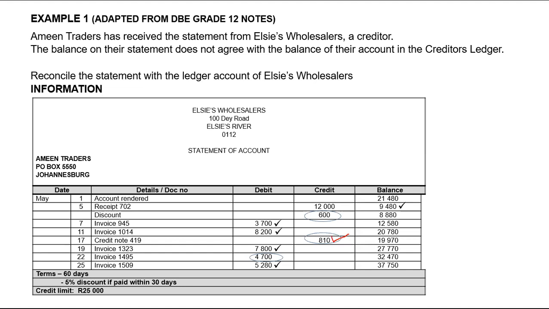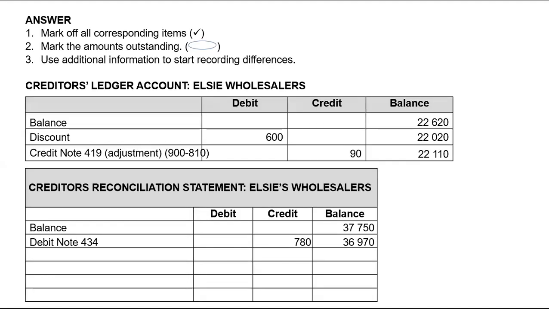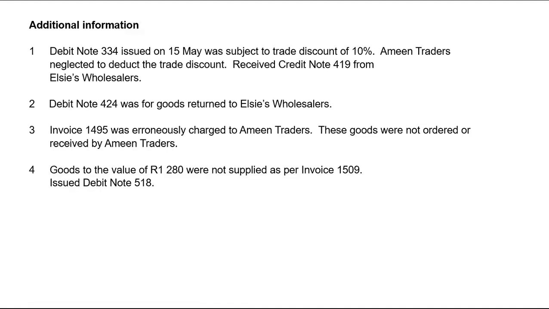So they need to correct that. They need to credit our account by that 4,700 because we did not order those goods. So they debited our account by that 4,700. We're going to credit it and take it down. When you take 36,970 minus 4,700, it'll give you 32,270. Moving right along. I'm going to go to additional information again. Oh, we are on the last one now.